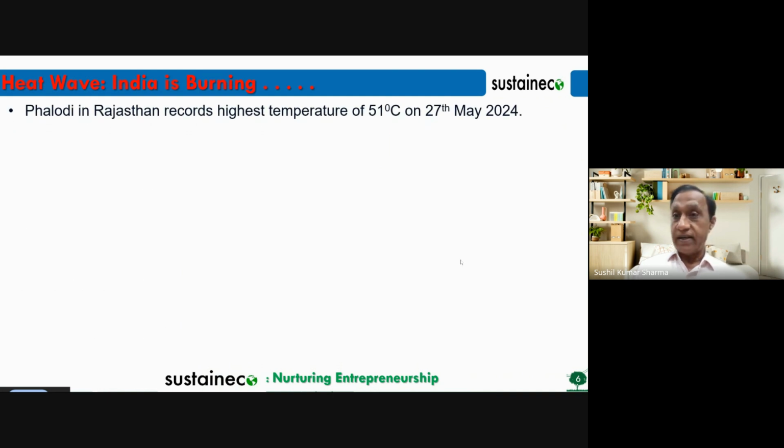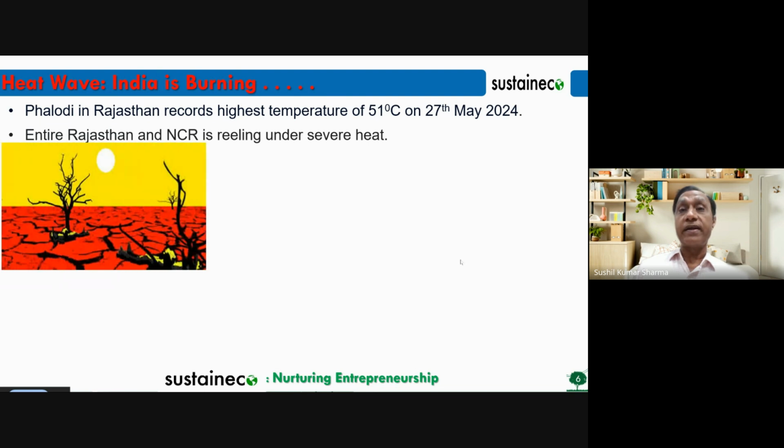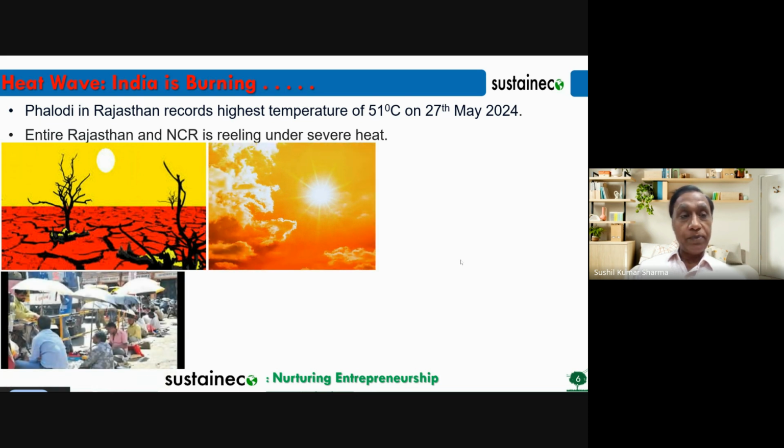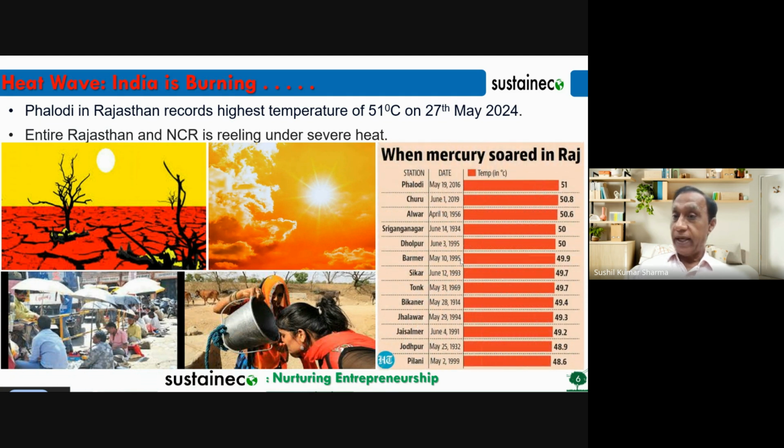So, as stated earlier by me, Phalodi in Rajasthan records the highest temperature, on 27th May when Delhi recorded 52.3. Entire Rajasthan and NCR is reeling under severe heat, and I am sure you all are experiencing it as your campus is in Rajasthan. These are again the scenarios of what happens during such an environment.